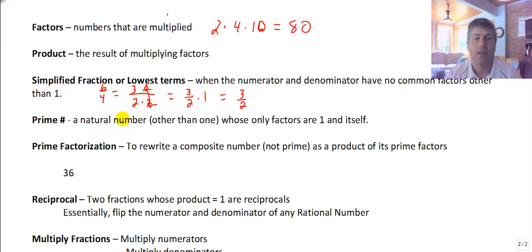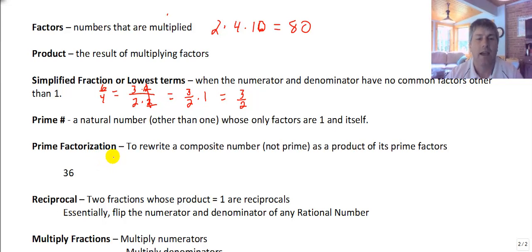A prime number is any natural number other than 1 whose factors are only 1 and itself. So a prime number, its only factors are 1 and itself. A prime factorization, we'll be doing factorization, and we can rewrite a number as a product of its prime factors. So 36, clearly a number that's not prime. 6 times 6, 9 times 4, 12 times 3, lots of factors of 36.